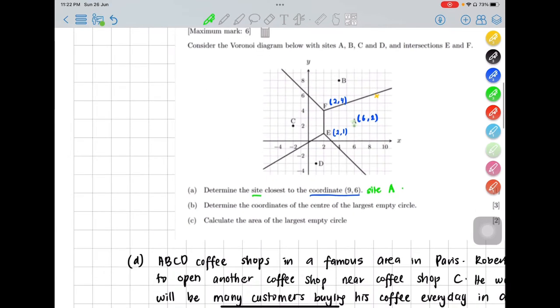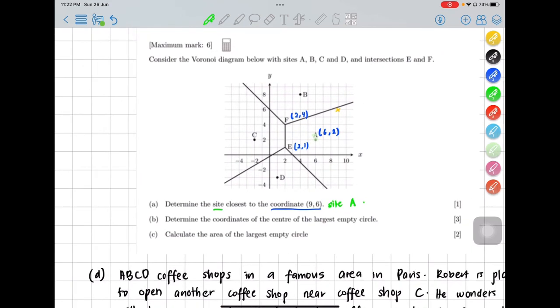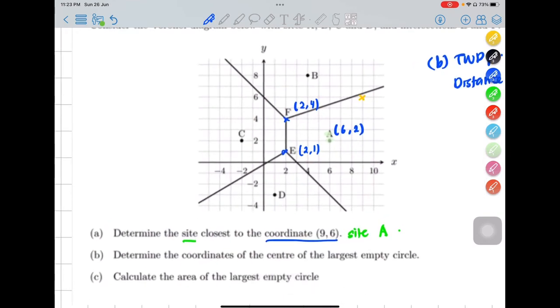So for question B, determine the coordinates of the center of the largest empty circle. This is the type of question where we apply the toxic waste dump problem. So we have to use the intersection point to act as the center of the circle. The next step is we use the distance formula. We will calculate the distance from the intersection to any point or any site. So I'm going to use site A.